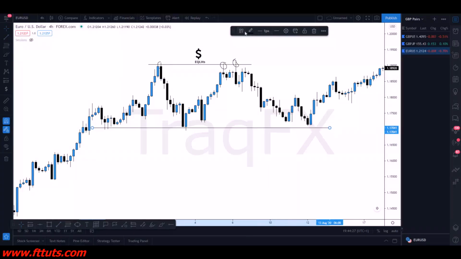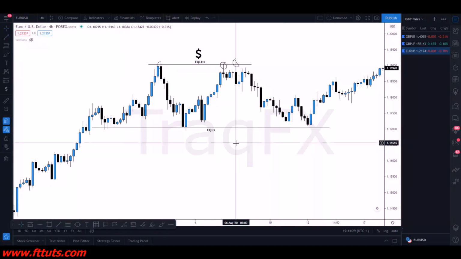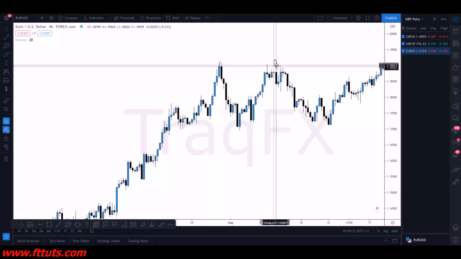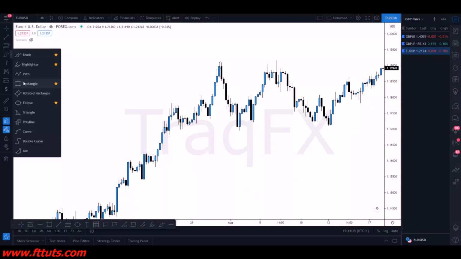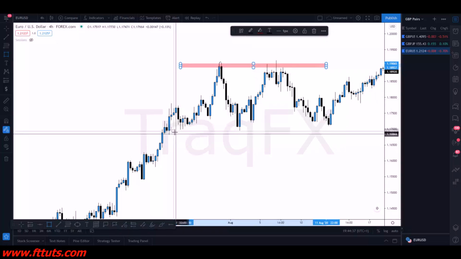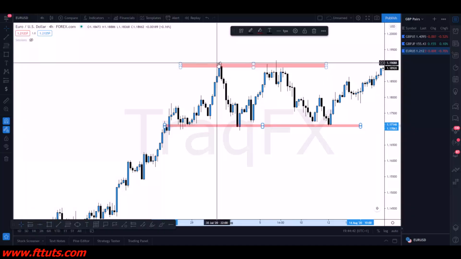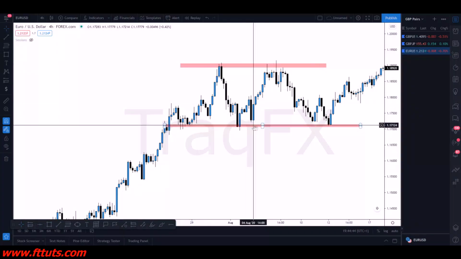We have this level of support, equal lows. Now from a line, if I draw a line, it's not that clean, but look at this. If I draw a zone, it's even. It's so clean. Look at this. Resistance, support. That's clean. Anyone can see that. Okay, yeah, this is a level of resistance and support.